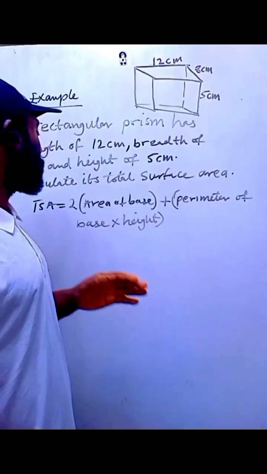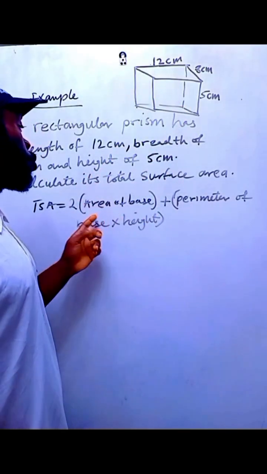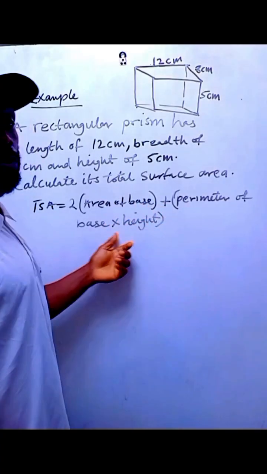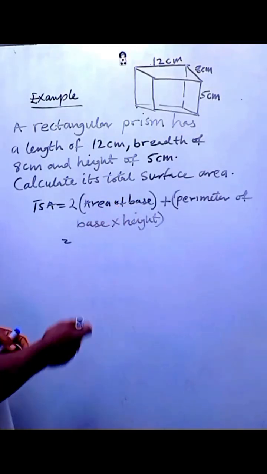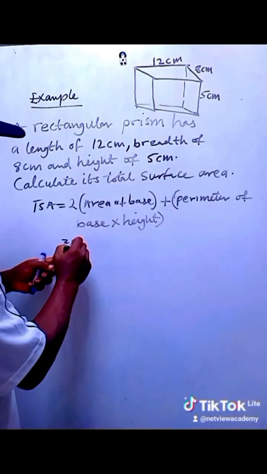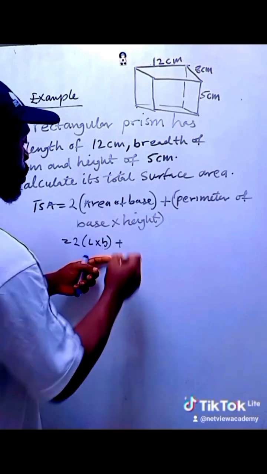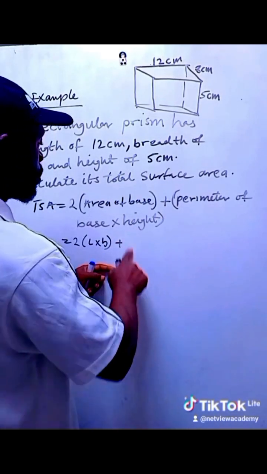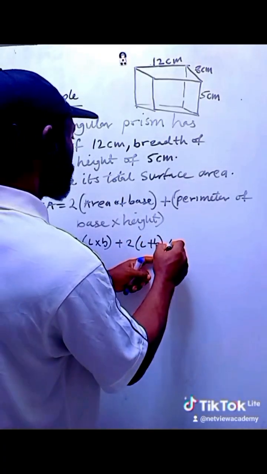The formula for the total surface area of this rectangular prism is equal to 2 multiplied by the area of the base plus the perimeter of the base multiplied by height. The area of the base of the rectangular prism is a rectangle. Therefore, the area of the base is equal to length multiplied by breadth, plus the perimeter of the base, which is equal to 2 multiplied by length plus breadth, multiplied by height.